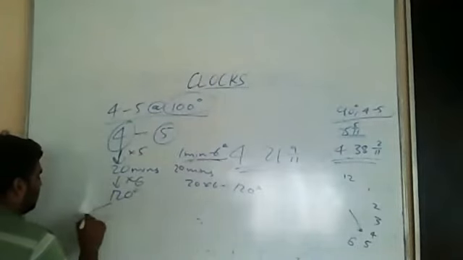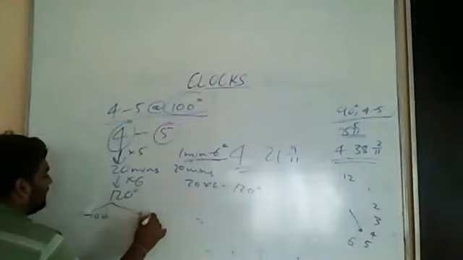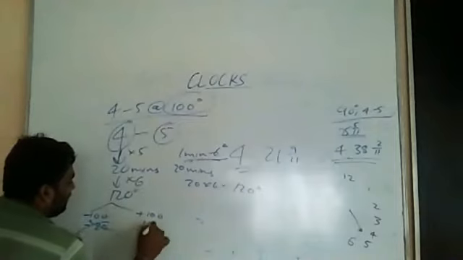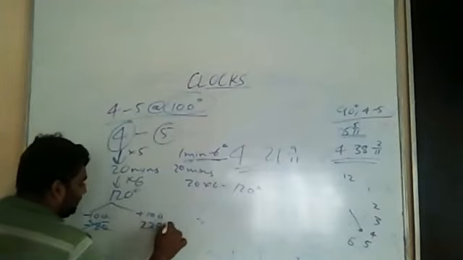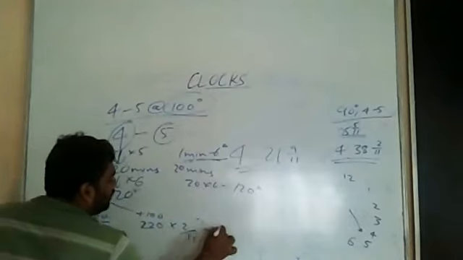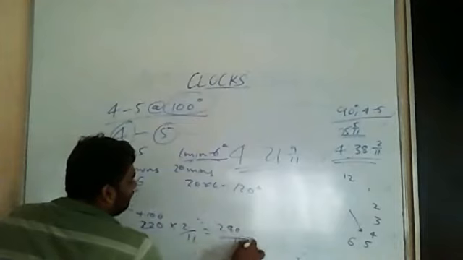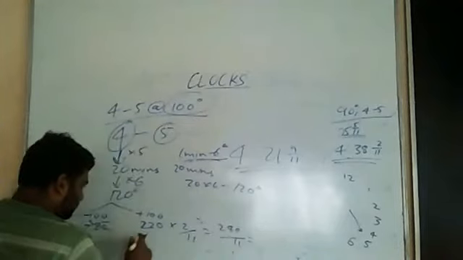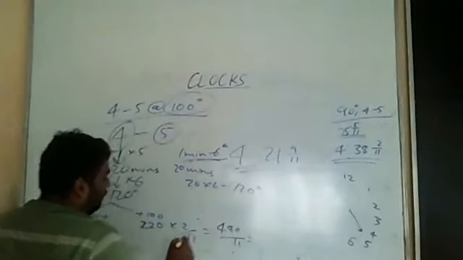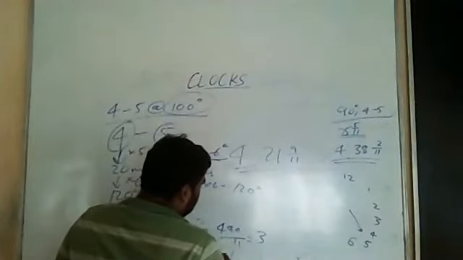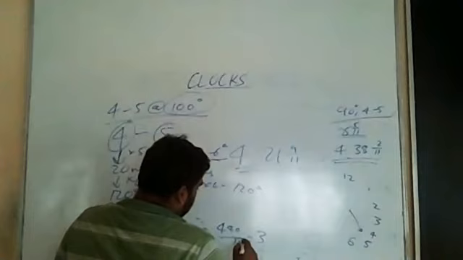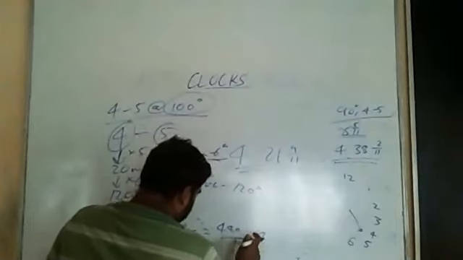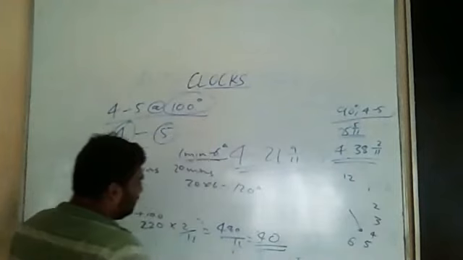Now 120 degrees minus 100 plus 100, you are going to get minus 20 rejected, plus 220. This is accepted, into 2 by 11. You are going to get 240 by 11, which is nothing but 440 by 11, which is going to be 4, 40. Right? 40.